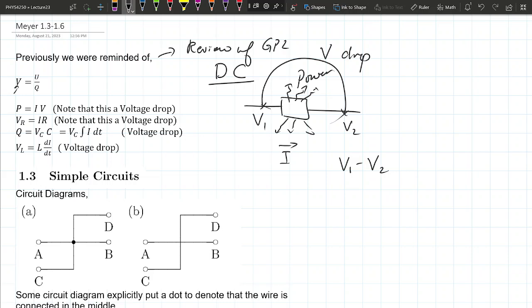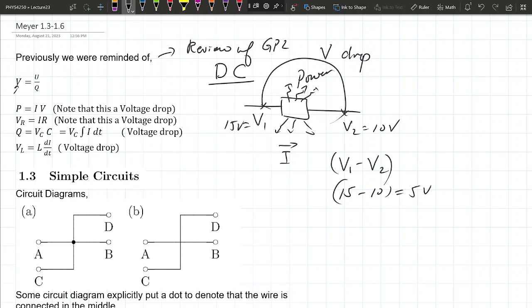So you should be very careful, since it's a drop, there's also a double negative sign here. Let's just make sure we learn this. Let's say this side is 15 volts and this side drops to 10 volts. So the voltage drop from left to right is 5 volts. Let's plug these numbers in to make sure this is correct. So we have 15 minus 10. Actually, there's no negative sign. Sorry. So that's the 5 volts.